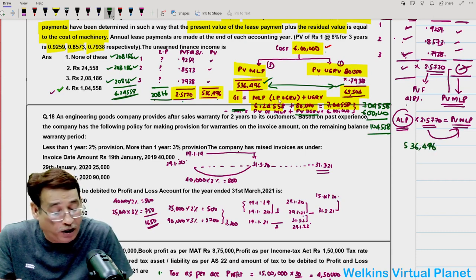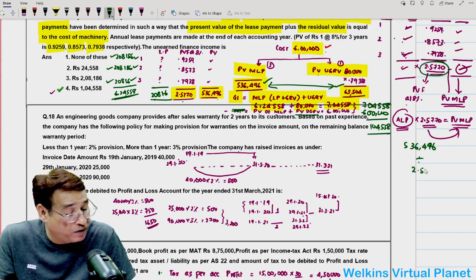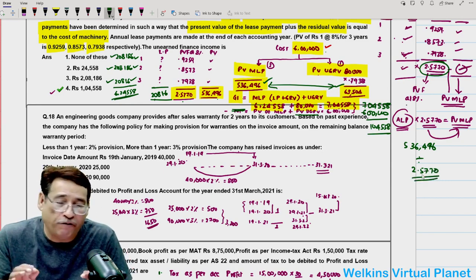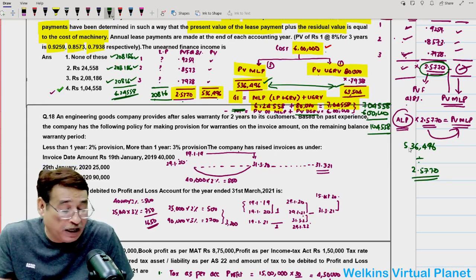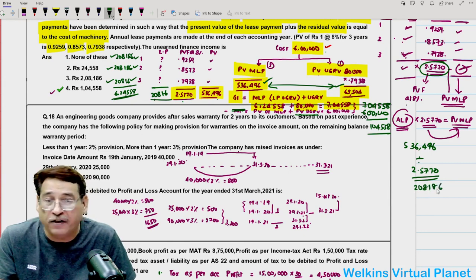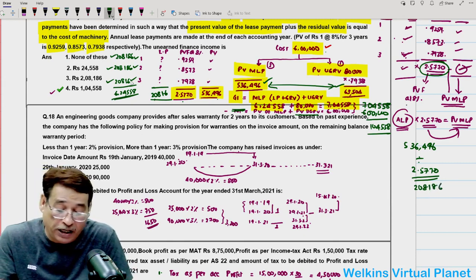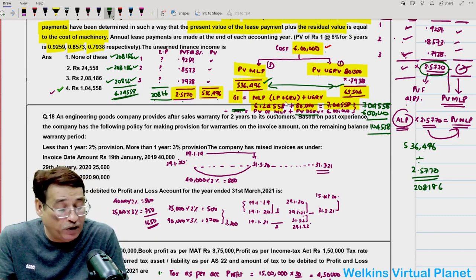Now you should be aware of this particular rule: if you divide it with this factor, 2.5770, that is the present value factor for the third year, that means the total of present value factors, you will get the amount of one annual installment. One annual installment will be equal to 208,186. So once you have found that out, it will give you the total minimum lease payment.